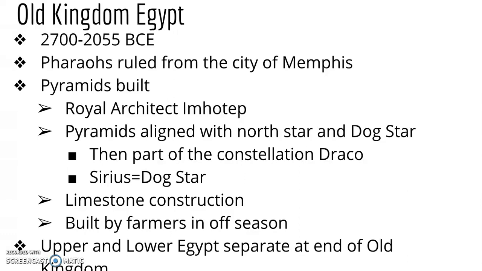People tend not to give their slaves as many skills. It's not always as productive. Skilled slaves are going to become more part of Egypt's labor repertoire as we get closer to New Kingdom Egypt. During this time, it was built by farmers during the off-season. And it is the separation of Upper and Lower Egypt that marks the end of the Old Kingdom.